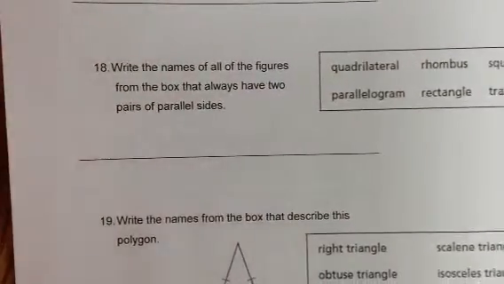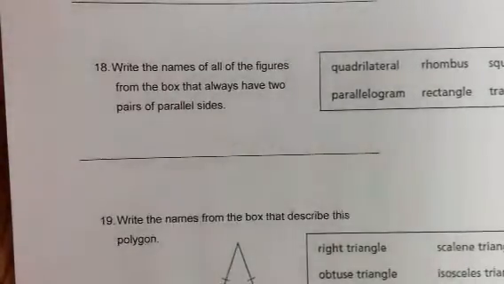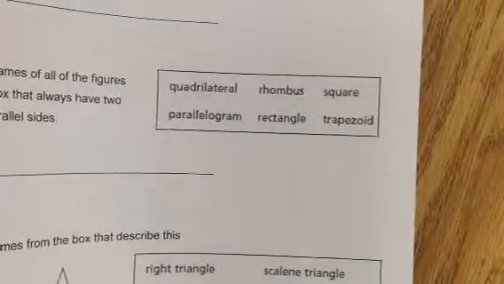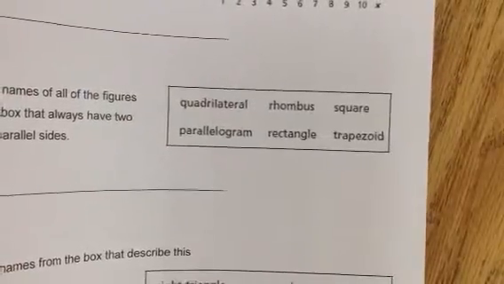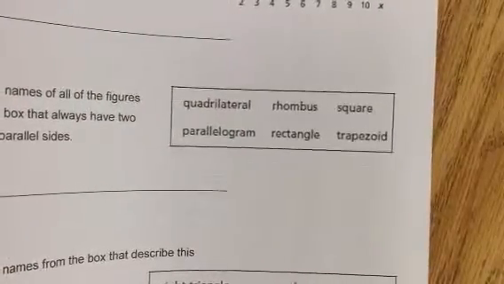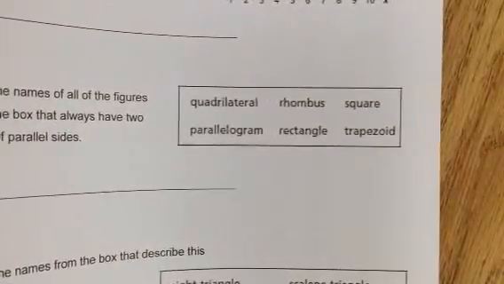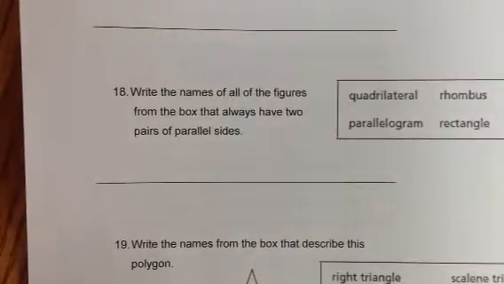Number 18, write the names of all the figures from the box that always have 2 pairs of parallel sides. So look in that box: quadrilateral, rhombus, square, parallelogram, rectangle, trapezoid. Which of those figures always have 2 pairs of parallel sides?